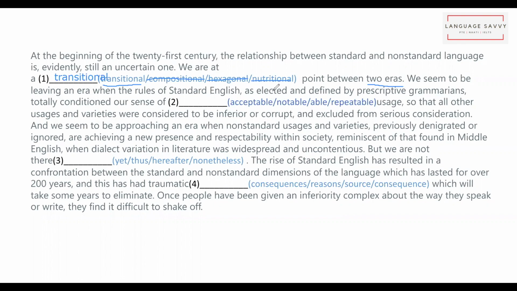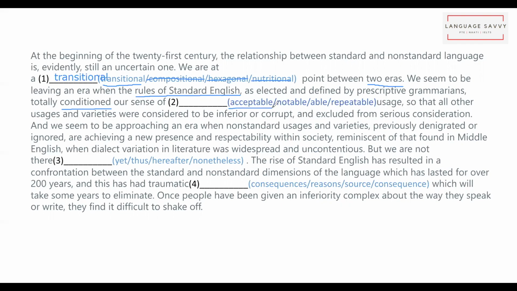So here, in this particular fill in the blank, we actually need to understand the context. So here we'll use our strategy, understanding the context. What is being said in this paragraph is that the rules of our standard English are being described by grammarians, but they are conditioned to our sense of dash usage. Now it is conditioned to the usage that we note, able, repeat, or accept. So it is also a collocation here. The correct answer is acceptable.